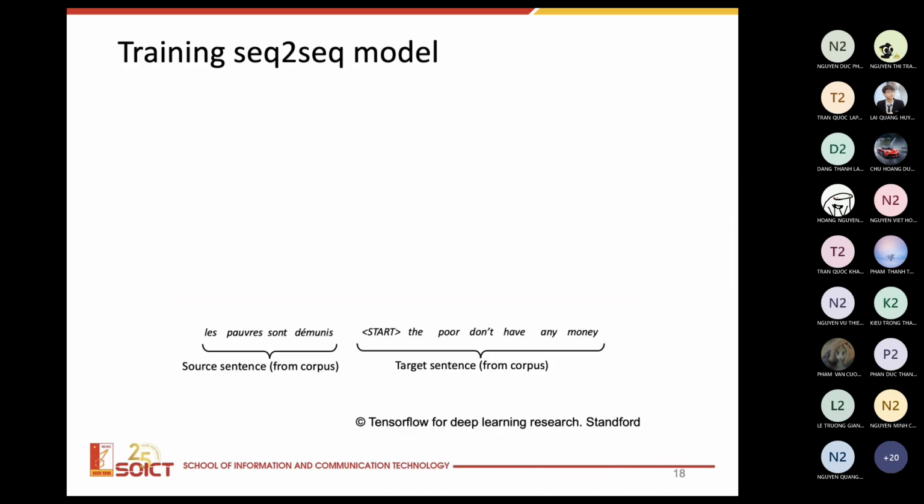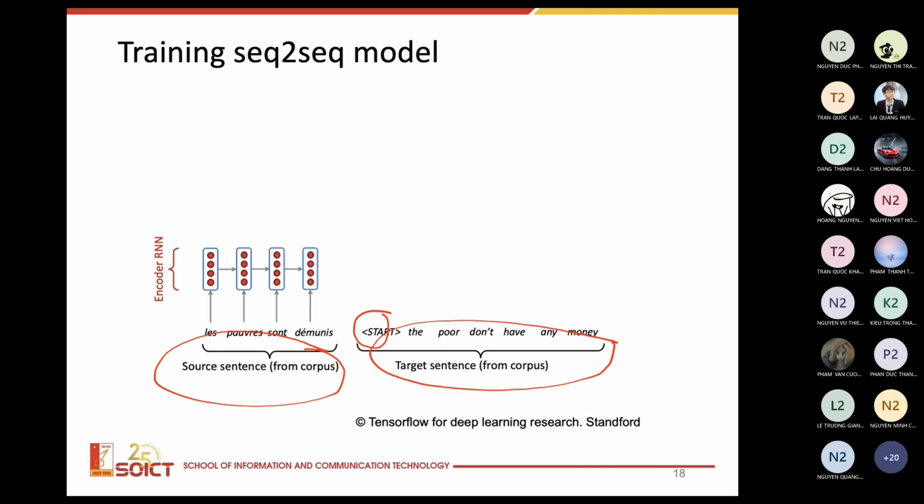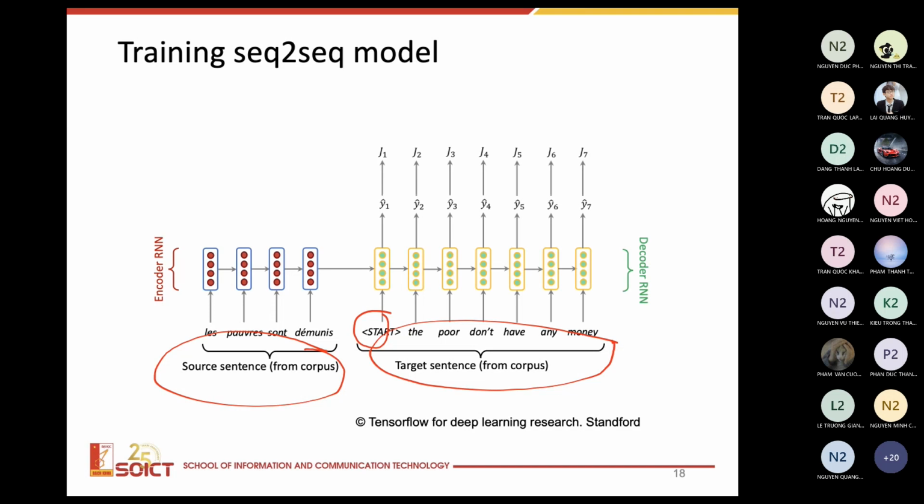Okay. So for training the sequence-to-sequence model, we need a collection of sentence pairs, where each pair consists of one sentence in the source language and the corresponding sentence in the target language, right? And we use these sentence pairs as the training data for the model. We can use a specific token to mark the start of the target sentence, and then we can feed that sentence pair into the sequence-to-sequence model, right?